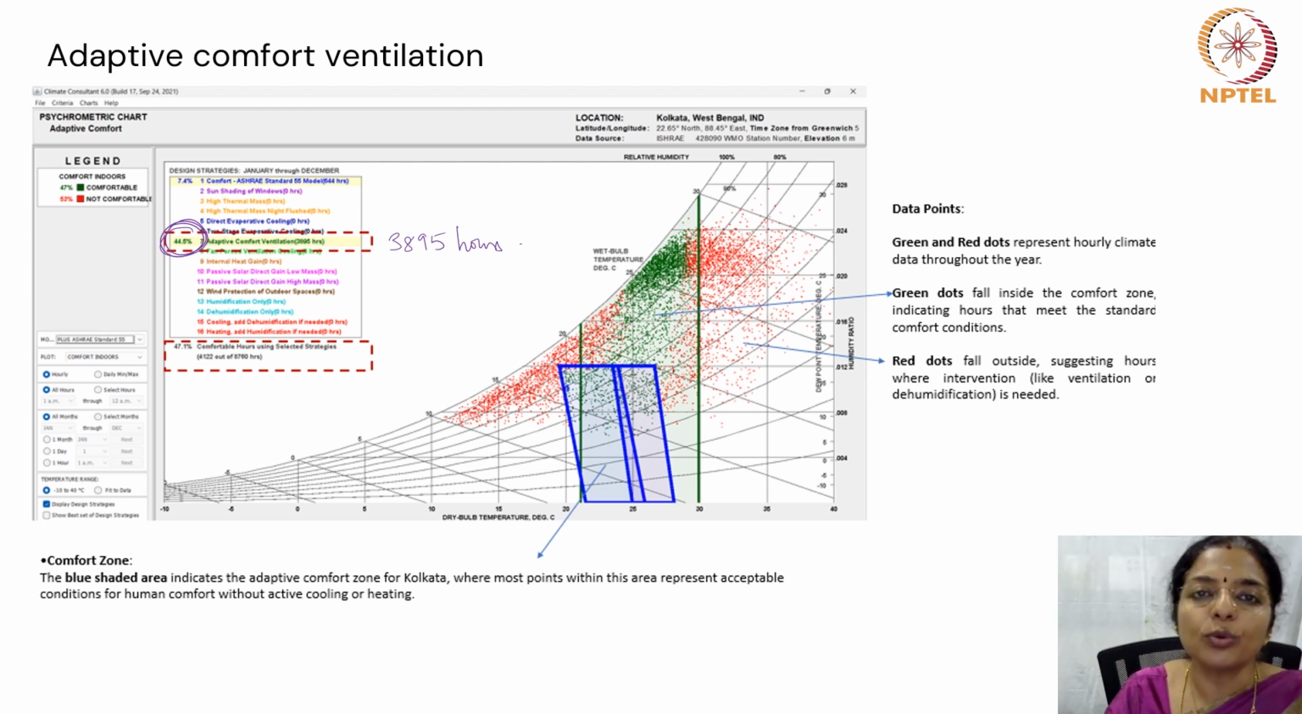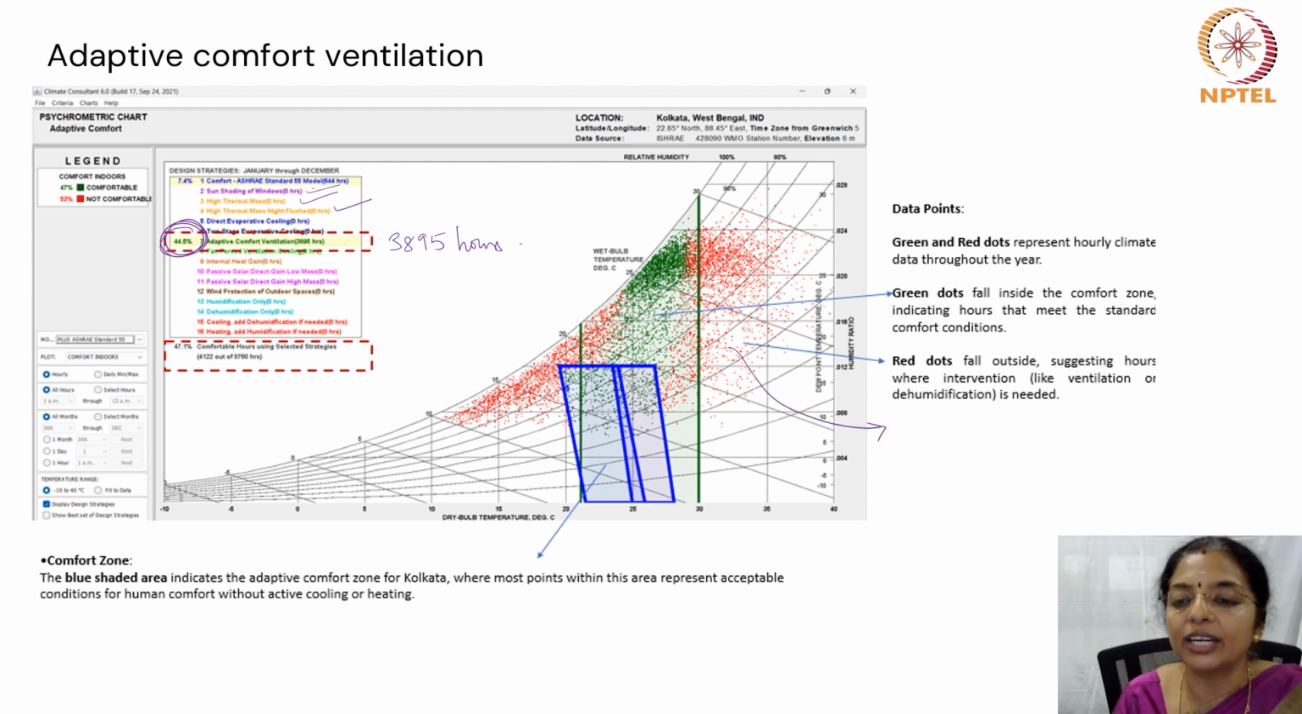It adapts to varying temperatures using outdoor air when conditions are favorable to reduce the reliance on mechanical cooling. In Kolkata's humid climate, this strategy helps maintain indoor comfort by optimizing airflow, especially during moderate temperature periods. If I remove the other things like sun shading, high thermal mass with night flushing, if I'm not going to follow all that, then what happens? The red dots, they come in. The red dots, they fall outside, suggesting hours where intervention is needed.